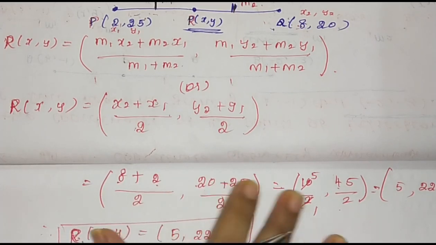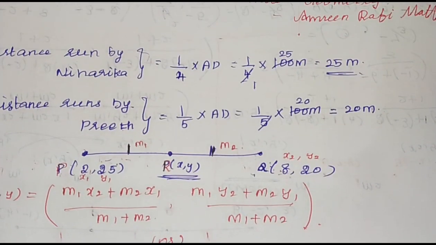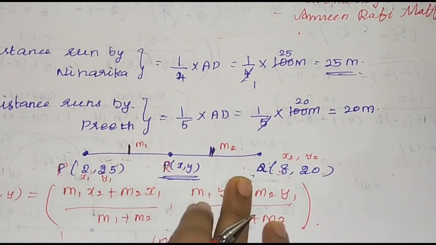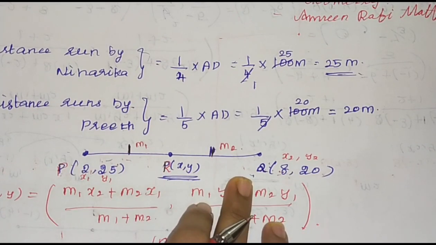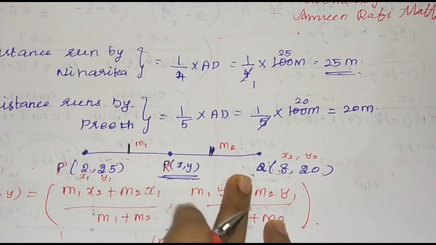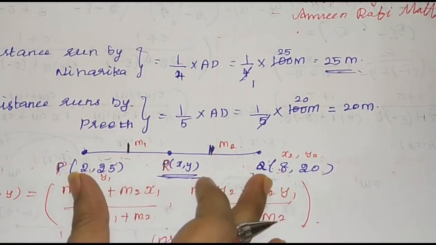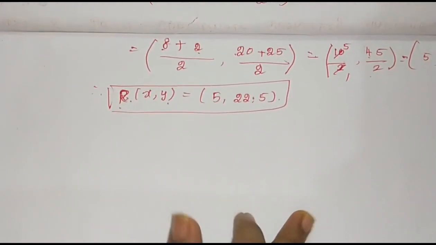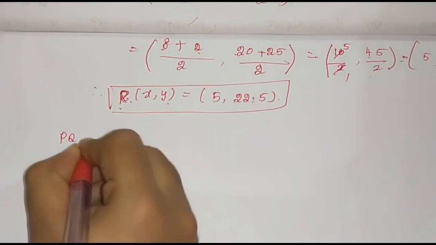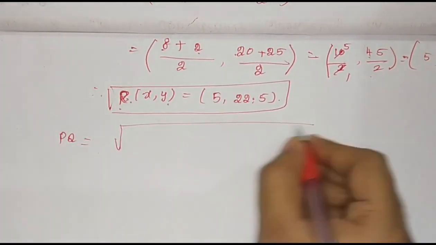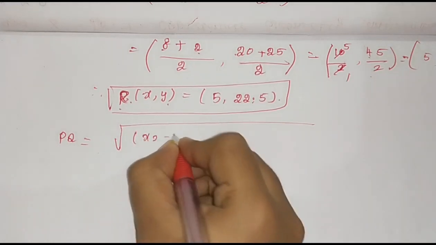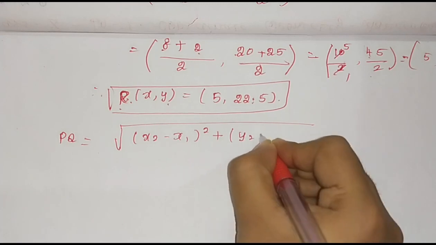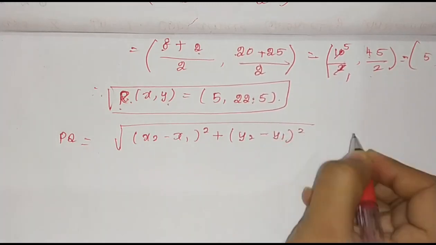Another thing they are asking is to find the distance between P and Q. We already learned the distance formula in exercise 7.1. So we use the distance formula to find the distance PQ, which you know very well: PQ equals the square root of (x2 minus x1) whole squared plus (y2 minus y1) whole squared.